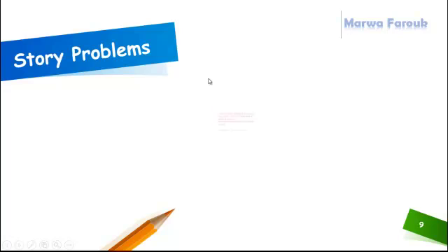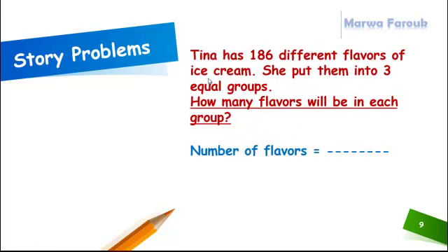Okay, let's read the first example together. Tina has 186 different flavors of ice cream. She put them into 3 equal groups. How many flavors will be in each group? As we know, we have to read the story problem very well and try to understand it, okay? So here we knew that Tina has 186 different flavors of ice cream and she divided them into 3 equal groups. Okay, it didn't say divided here, but I understood that she divided them.